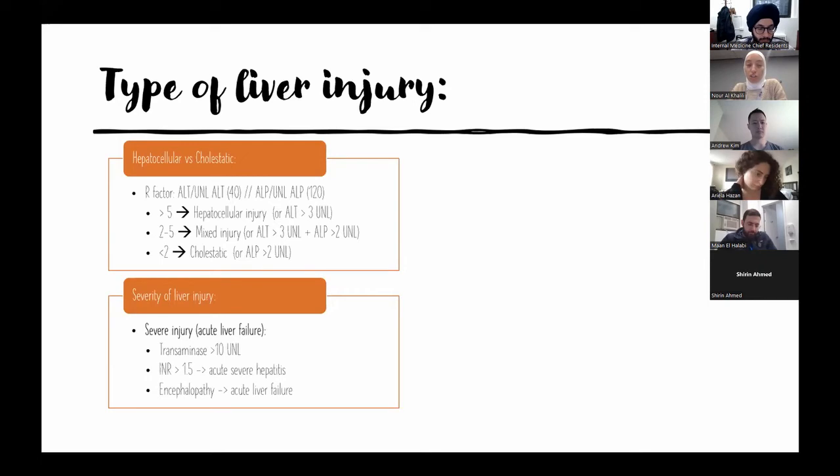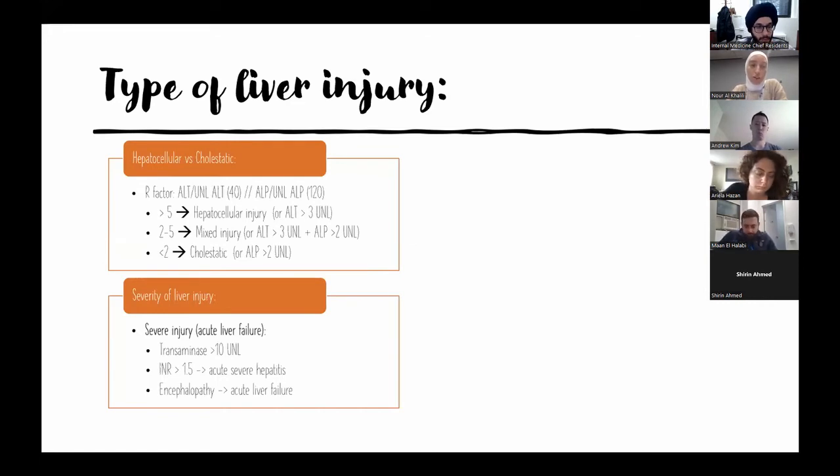Also, guys, keep in mind that this depends on the timing of presentation. As I mentioned, ALK-Phos is the last to be cleared from the blood. So if the patient is asymptomatic and coming maybe 2 weeks after a liver injury, he might only have elevated ALK-Phos, and ALT and AST are normal. So just keep this in mind.